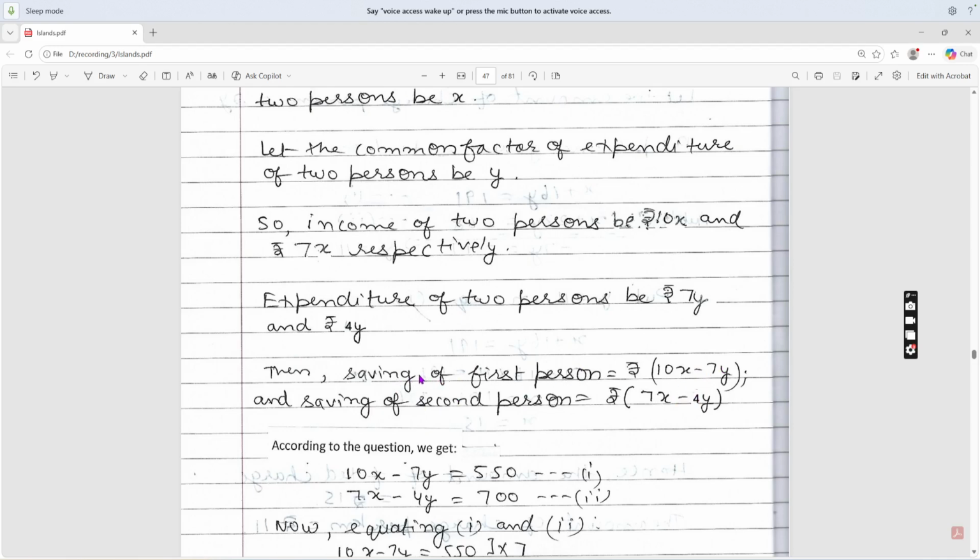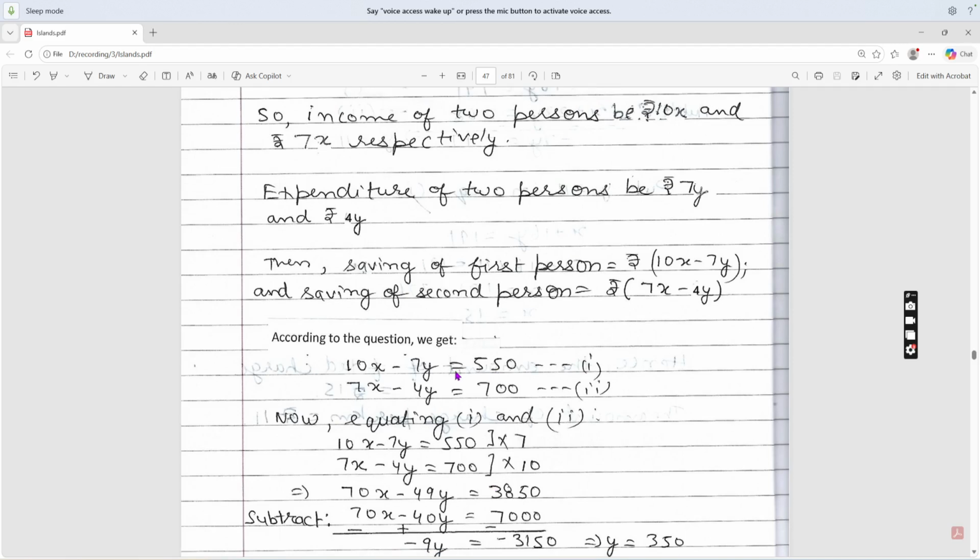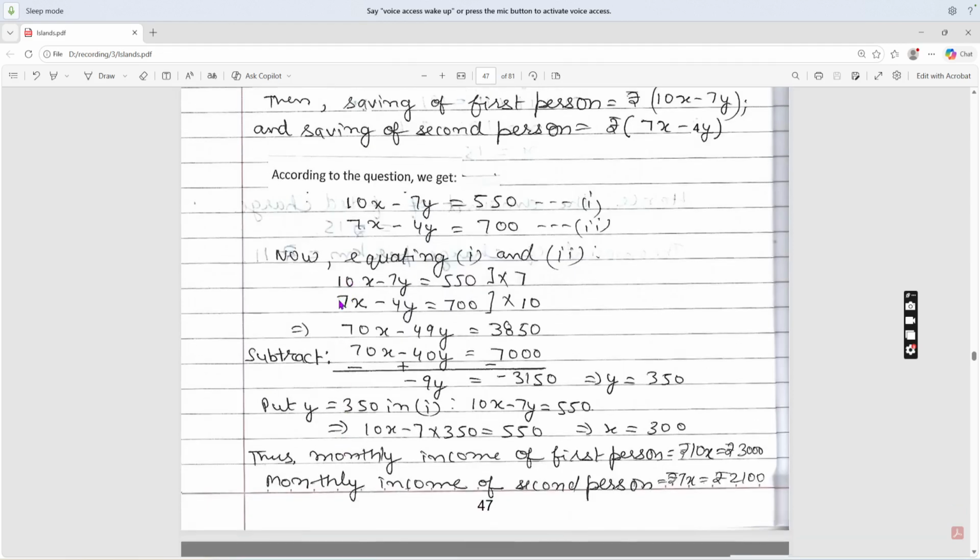What is the income of the first person? That is 10x. The income of the second person? That is 7x. The expenditure of the first person is 7y, and of the second person is 4y. So the first person's saving would be 10x minus 7y, and the second person's saving would be 7x minus 4y. The first person's savings is given to be 550 and the other's is 700 rupees. Now the rest is so simple. Now we are going to equate this. Just see here, it is 10 and 7, nothing is common here.